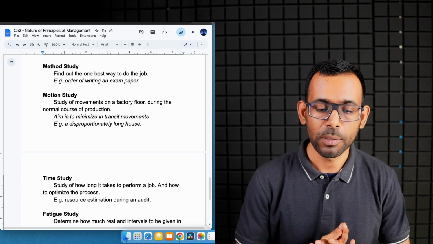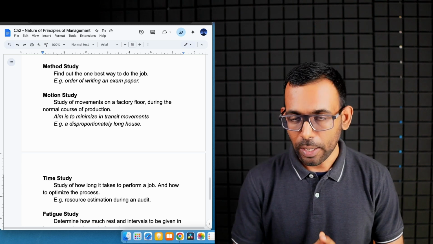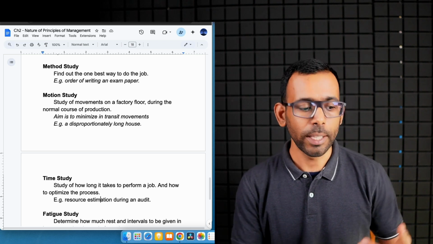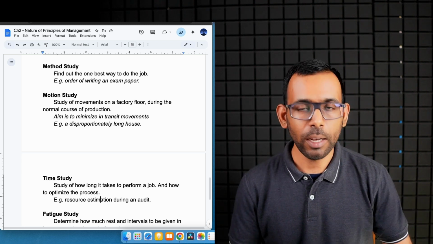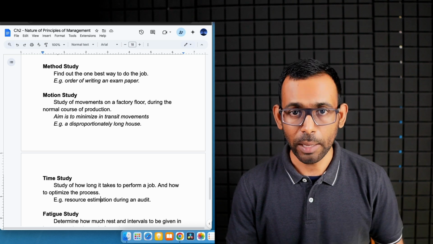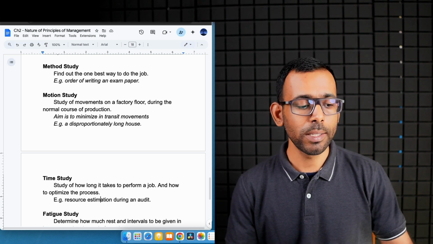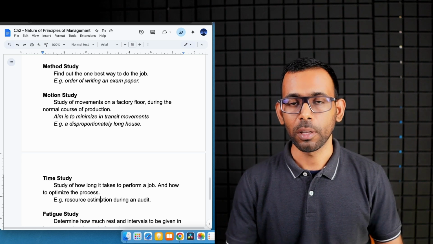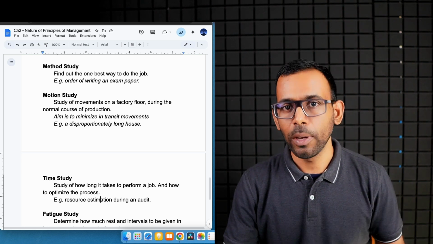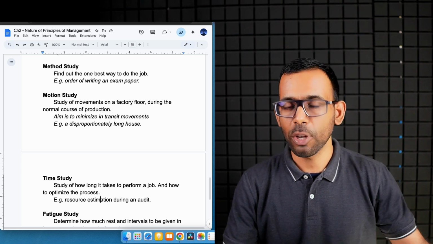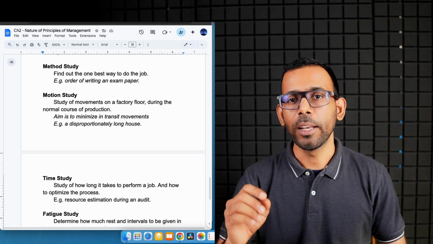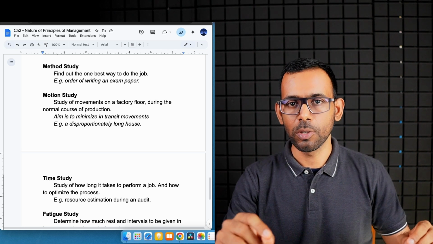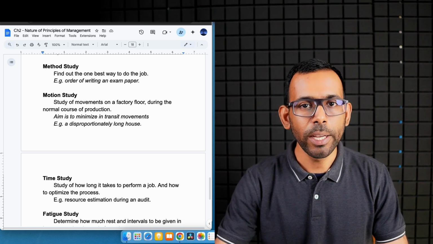I'll give you examples. The first thing about time study is that Taylor used to stand with a stopwatch next to a worker and measure the time exactly, to the last second. How long does it take to perform a particular job inside a big project, so that they can calculate the time taken at every stage, add it up, and give an estimation to the management that for this particular job this much time will be taken.